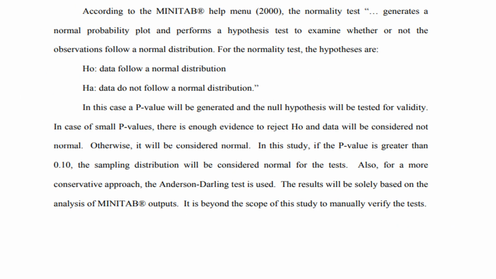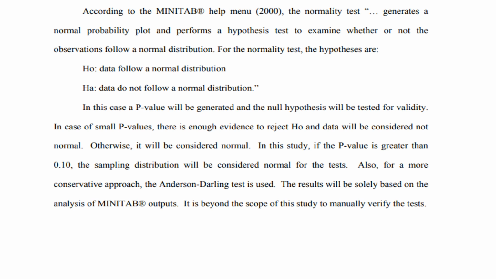According to the Minitab Help Menu, the normality test generates a normal probability plot and performs a hypothesis test to examine whether or not the observations follow a normal distribution. For the normality test, the hypotheses are: H0, data follow a normal distribution, while the alternative hypothesis, data do not follow a normal distribution. In this case, a p-value will be generated and the null hypothesis will be tested for validity. In case of small p-values, there is enough evidence to reject H0, and data will be considered not normal. Otherwise, it will be considered normal.